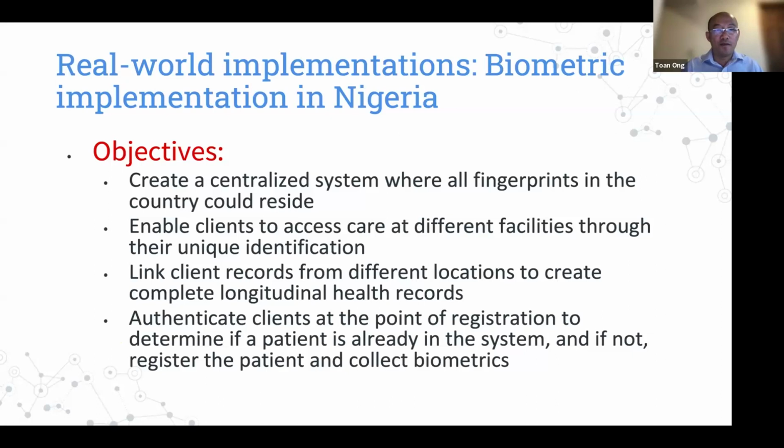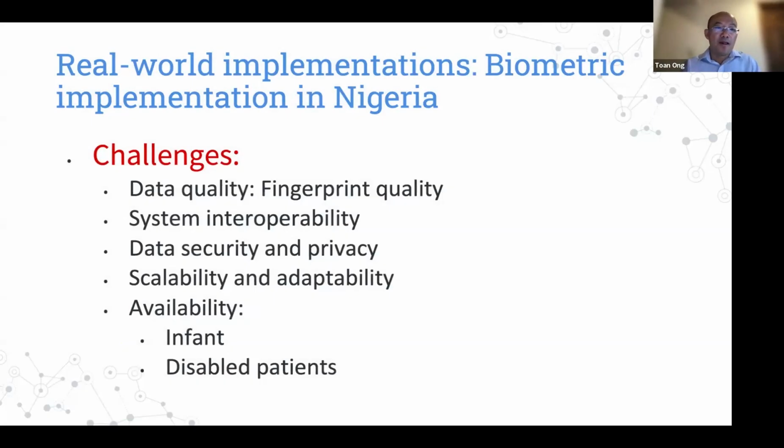And so the idea is, for patients who seek care, they can provide their biometrics information and they will be identified in the system. There are many challenges, as I mentioned, with fingerprint data, the quality of the fingerprint, and system interoperability.